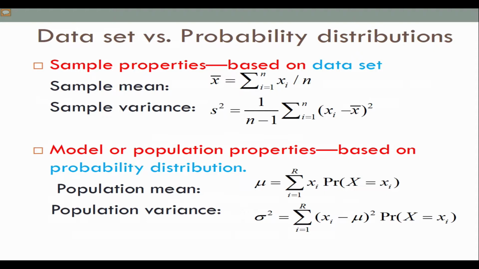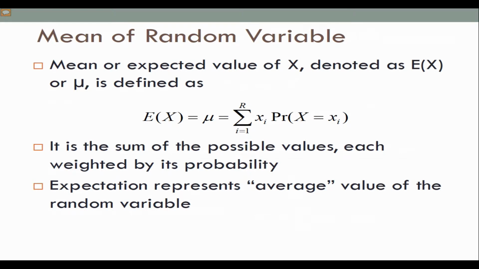Here, just to remind you, you should be clear about the difference between sample and population. So we just defined the random variable, and for a random variable, we have a probability distribution. Then based on this probability distribution, we can figure out the mean and the variance for this random variable.